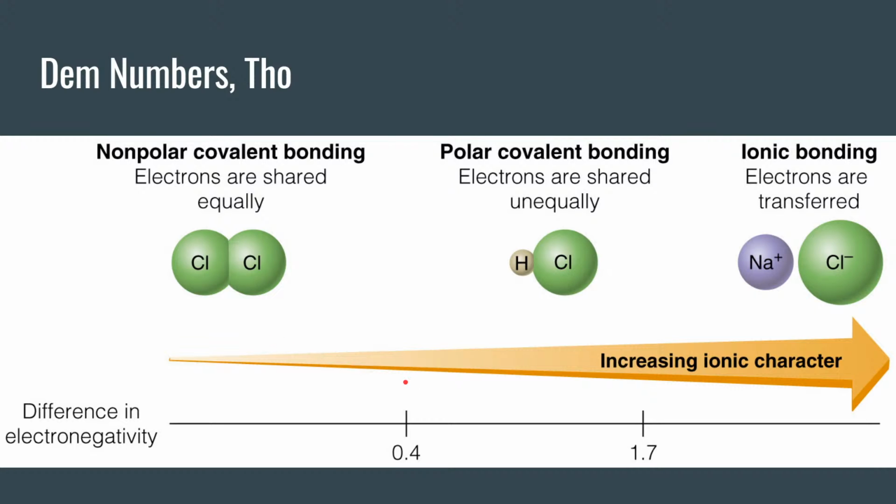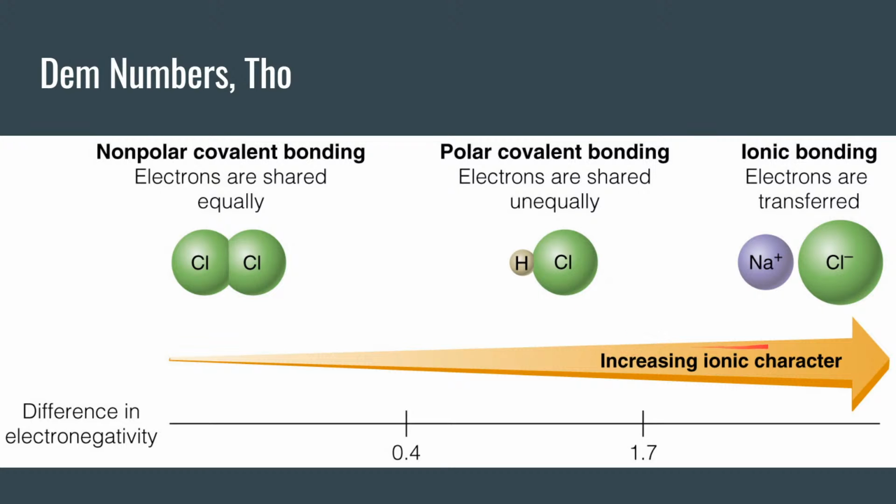A difference between 0.4 and 1.7 gives you a polar bond. It's still a covalent bond. The electrons are still being shared, but they're not equally shared. They are more on one atom than they are on the other, giving you a partial positive on one side, a partial negative on the other.